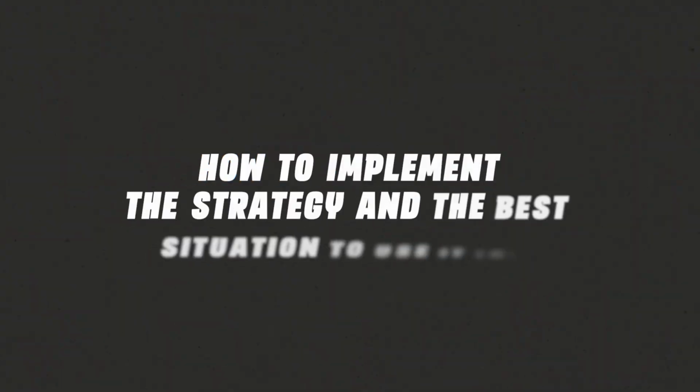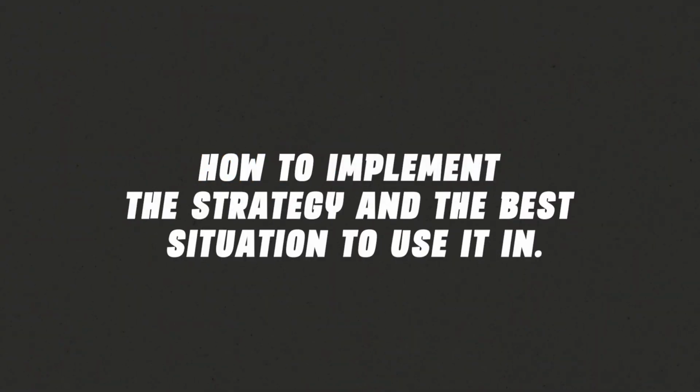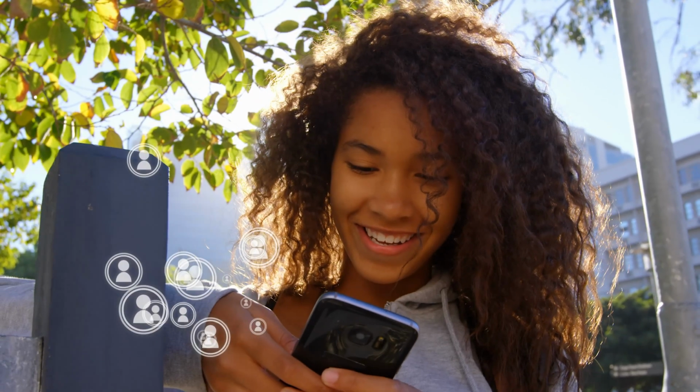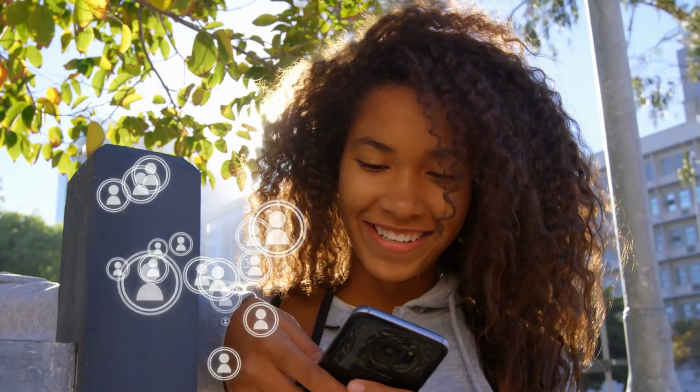So let's talk about how to implement the strategy and the best situation to use it in. Right off the bat, I want you to understand you can't just go out and spam all your Facebook groups, Instagram, anything like that. What I want you to do is look at the communities you're already part of. So if you're part of a dog, a cat community, a fishing community, I don't care, a UFO community, those are people you already naturally connect with and you have an organic connection.